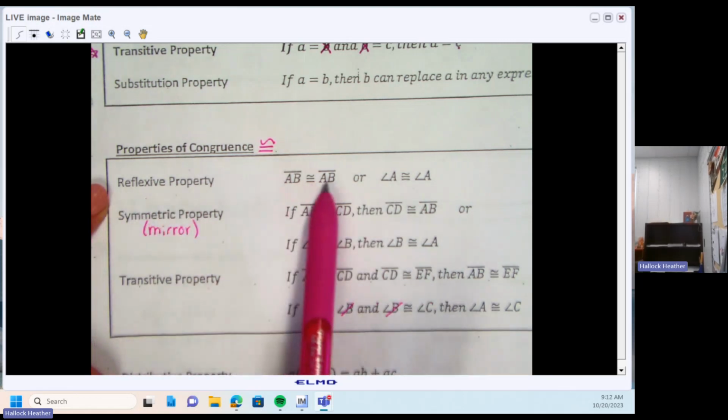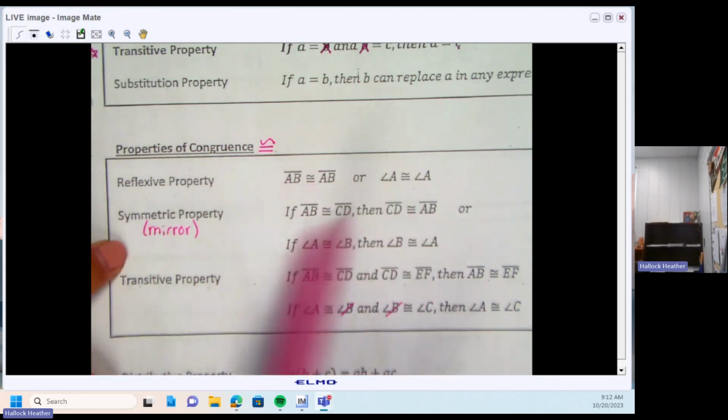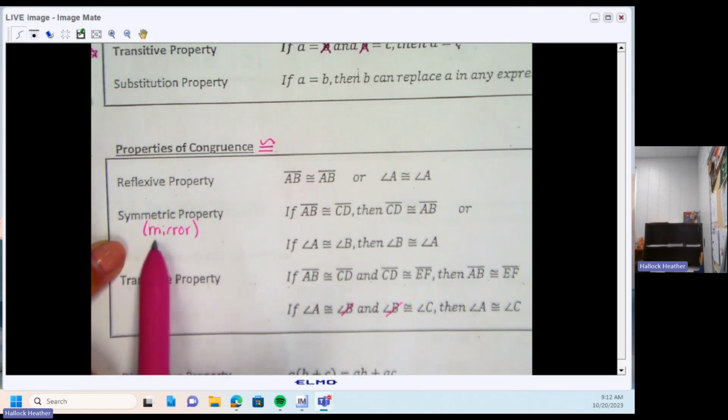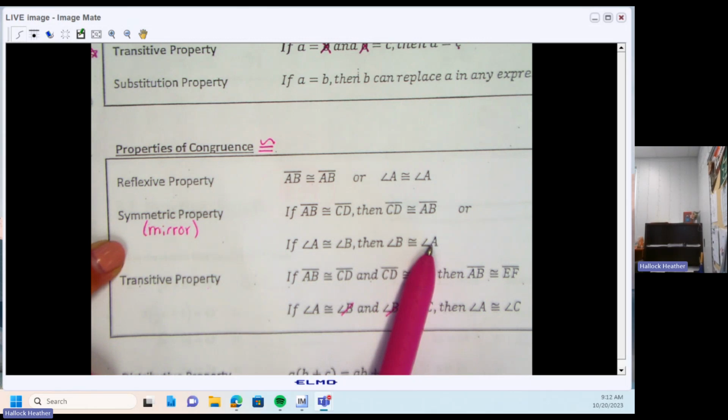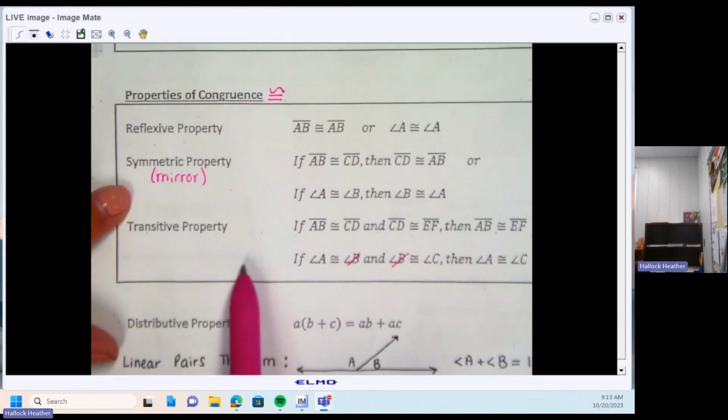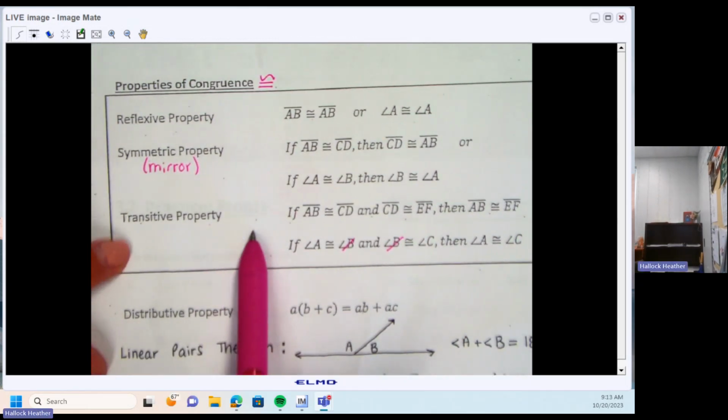Reflexive property is stating the same thing over again. Symmetric property is like a mirror image of itself. So for example, angle A is congruent to angle B. Then I could say the opposite. I could say angle B is congruent to angle A. The one that we're really going to be using next week as well is transitive property.